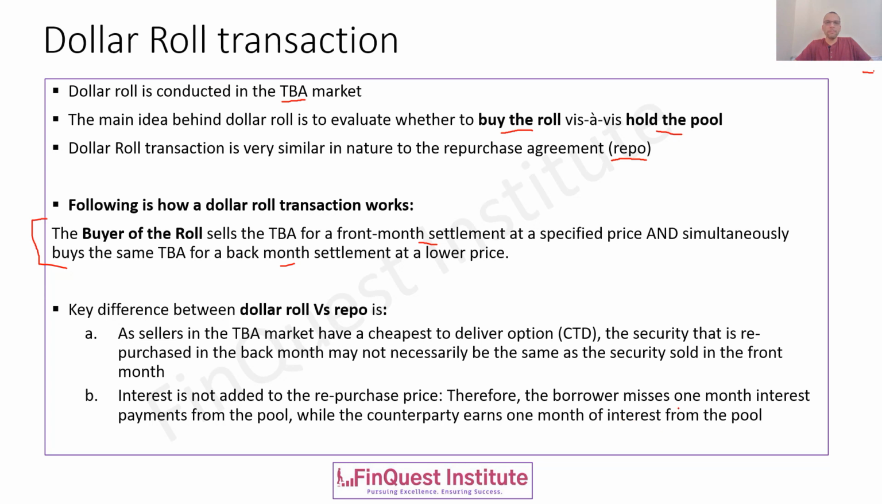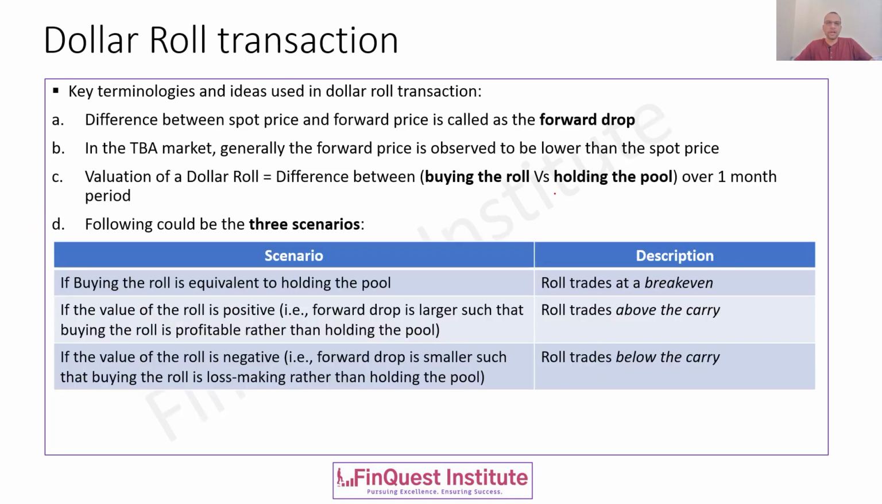In this, the borrower misses one month of interest payment from the pool, and the counterparty earns one month of interest. That is how the interest adjustment happens in a dollar roll transaction. Now, let's understand a couple of terminologies which we observe in the dollar roll market. First, the idea of a forward drop. This is technically defined as the difference between the spot price and the forward price. Historically, it has been observed that the forward price is lower than the spot price.